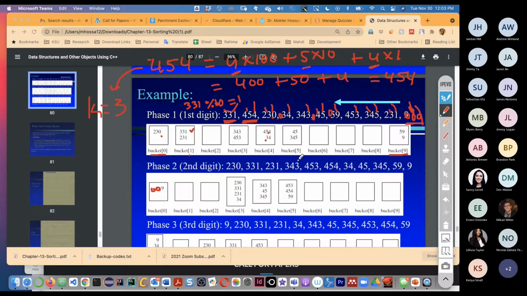And from this, is there any second digit 1? No, there is no second digit 1, so this is empty. Is there any second digit 2? No, there is no second digit 2, so this is empty. Then what about 3? Yes, the second digit is 3. There are a lot of numbers where the second digit is 3.